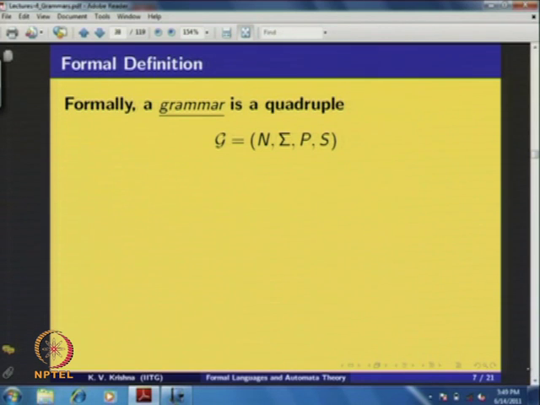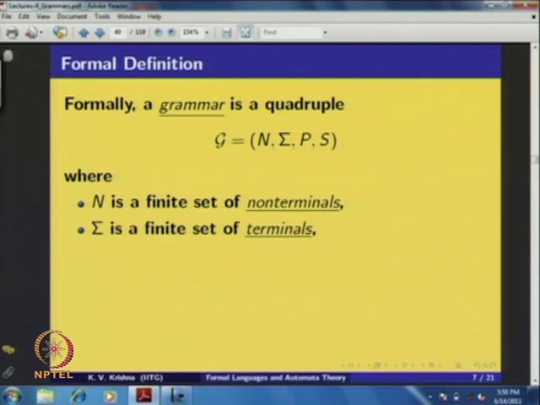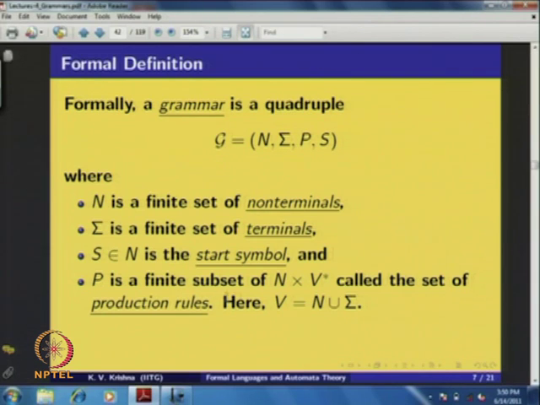Now, formally we will introduce this as a combinatorial system, a quadruple. I am writing here G = (N, Σ, P, S), where N is a finite set, we may call it the set of non-terminal symbols, Σ is a finite set again, the terminal symbols, and S belongs to N. That means this is a non-terminal symbol that we call the start symbol. This is representing the phrase sentence, and P is a finite subset of N × V*, called the set of production rules. What are the rules that we are having here? They are called production rules, and here V = N ∪ Σ. Now, let us look at that set N × V*.